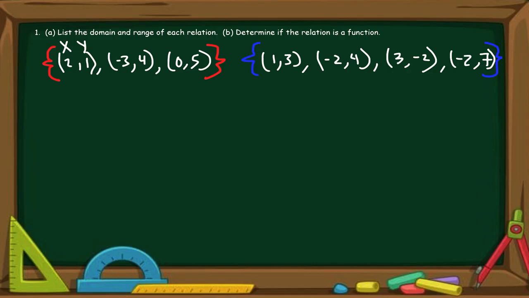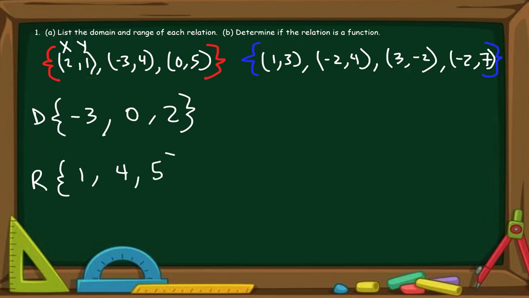So now let's focus on part A. List the domain and range of each relation. So let's start with the domain. What we're going to do is make a list of all of the x values, and I'm going to write it in ascending order. So first, we have -3, and then 0, and 2. Now let's write the range of that relation. So we're going to focus on the y values, and it's already listed in ascending order. So 1, 4, and 5.